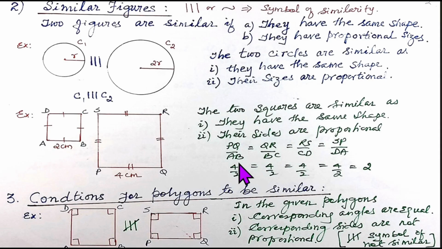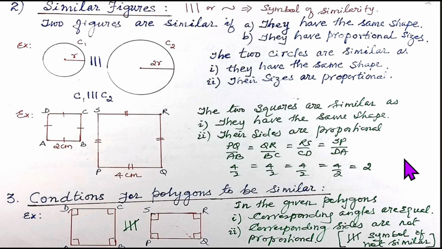Now if you observe here, that is because the square PQRS has a side measure of 4 centimeters, whereas the square ABCD has a side measure of 2 centimeters. So if I take the ratio of the corresponding sides, we find that the ratio is the same, and therefore these two figures, that is two squares, are similar. So two squares are similar if they have the same shape and their sides are proportional, and that is true here, and therefore the two squares are similar.